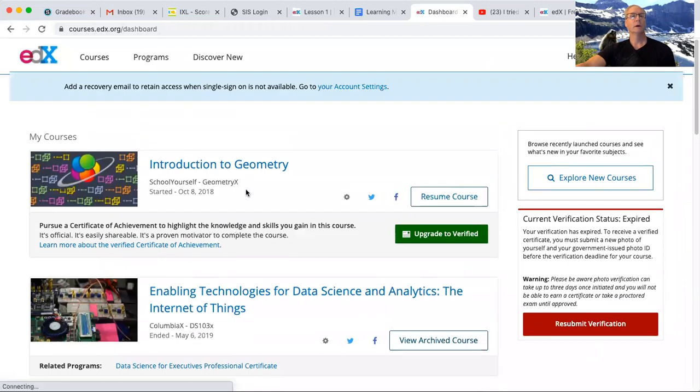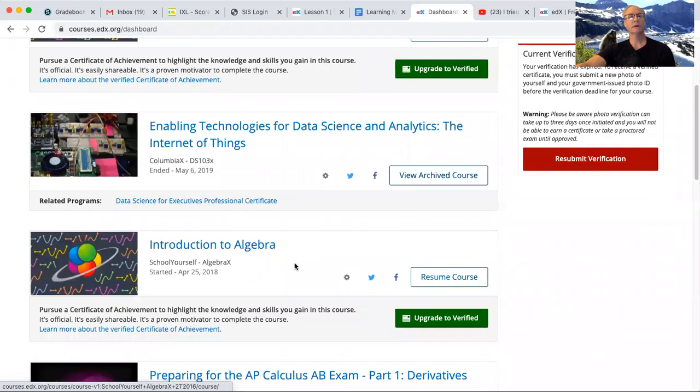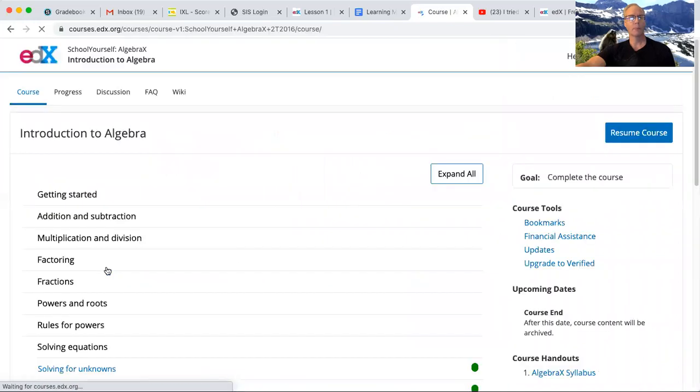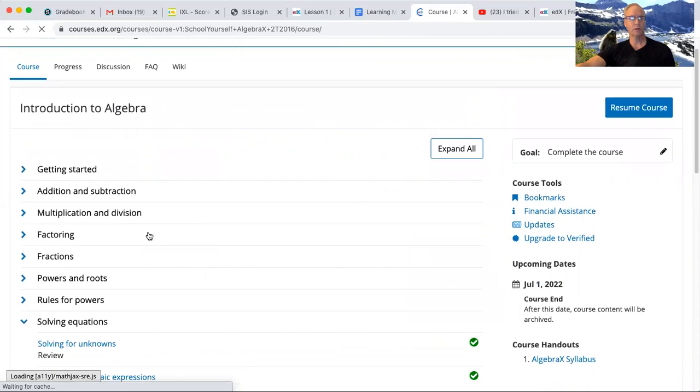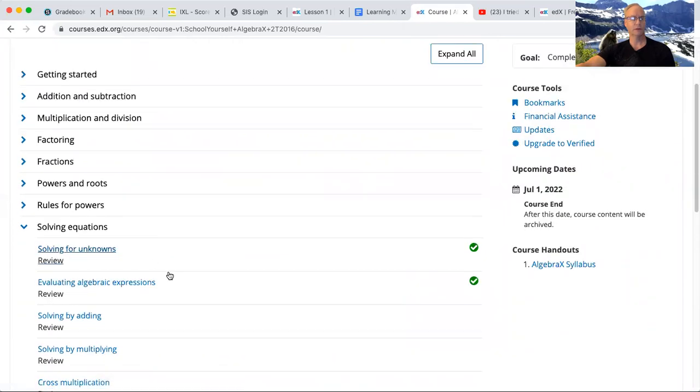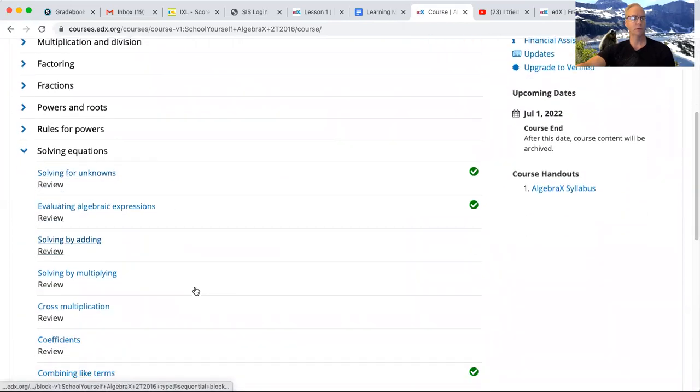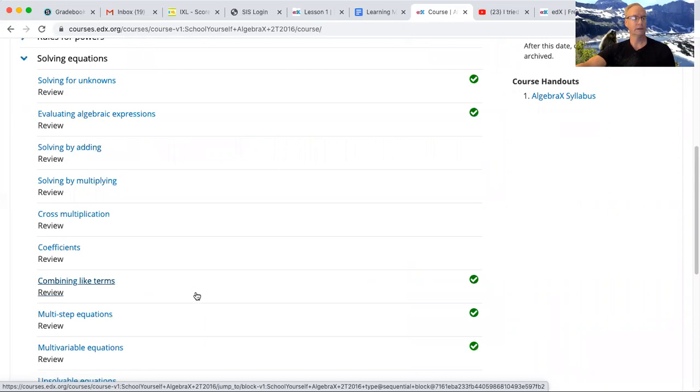This is the Introduction to Geometry. This is the Introduction to Algebra. It's called School Yourself, Algebra X. It was written by 5, I believe, Yale University professors working in conjunction with Harvard. So I'm going to resume the course. And the one I'm going to go over is solving equations. And I'm going to go to multi-step equations. So we're going to look at this one.